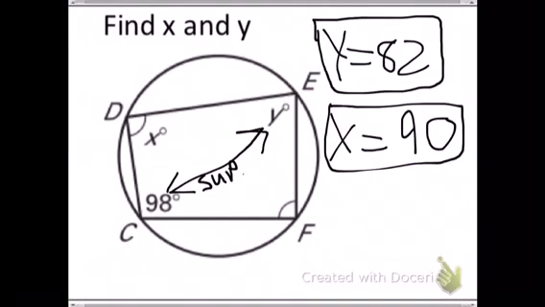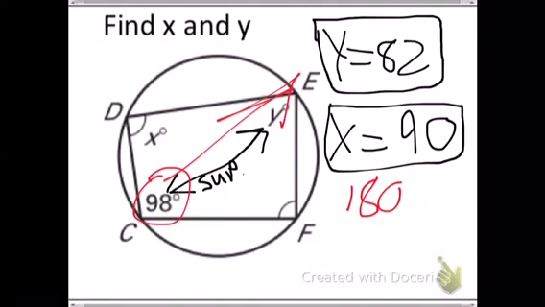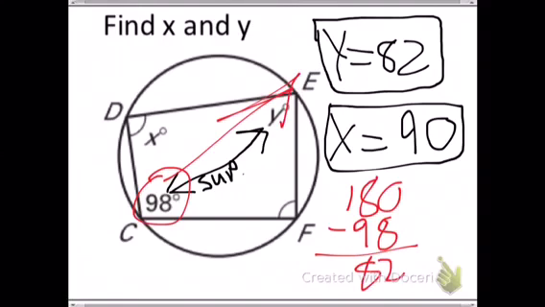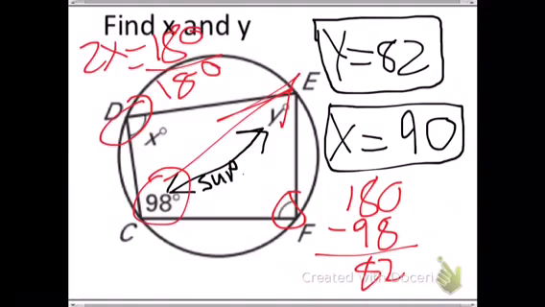To get y, you would have to take 98 across, then be supplementary, which means that they have to add up to equal 180. So you take 180 minus 98, that'd be 82, and you get y equals 82. Little symbols on D and F equal x. So you take 2x equals 180, and you divide 180 by 2, and it would equal x equals 90.